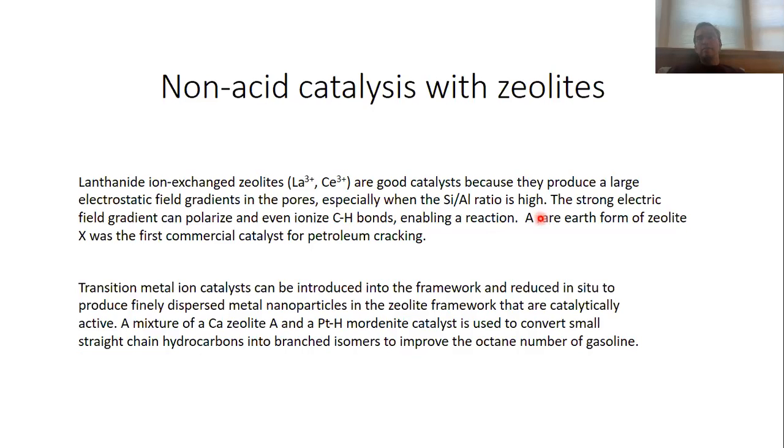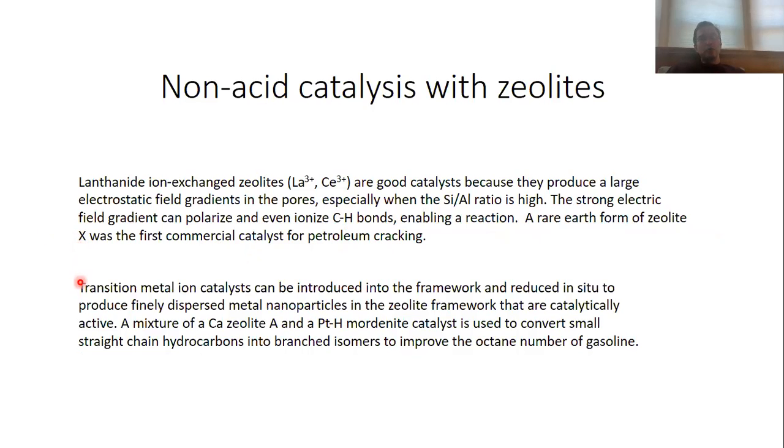And actually, the first zeolite that was used for catalytic petroleum cracking was a rare earth form of a zeolite, namely zeolite X, which was only later replaced by zeolite Y. Why? Presumably because of cost and performance arguments.